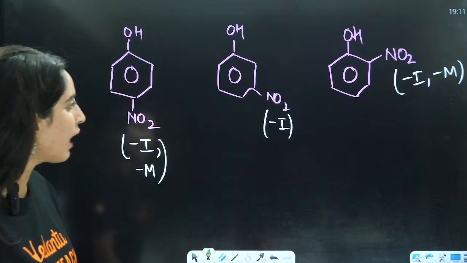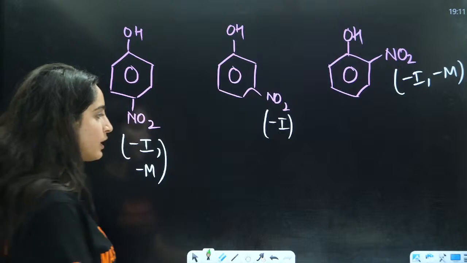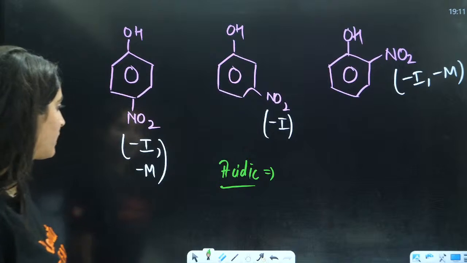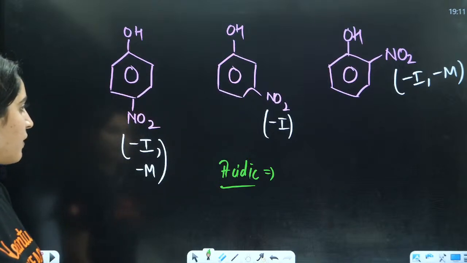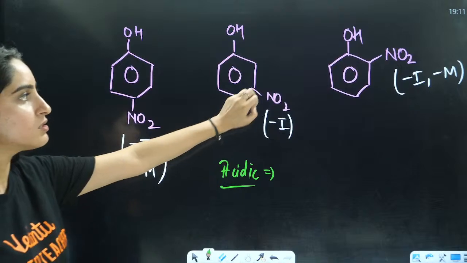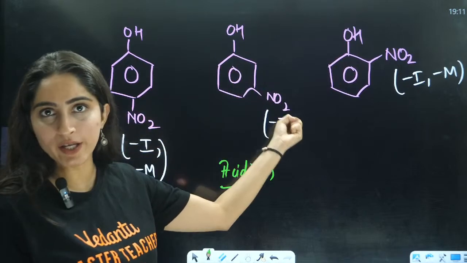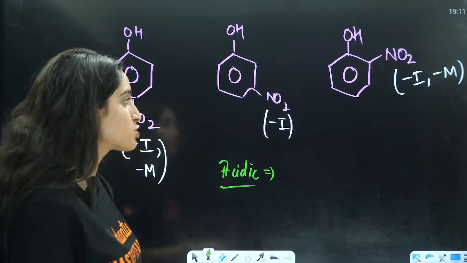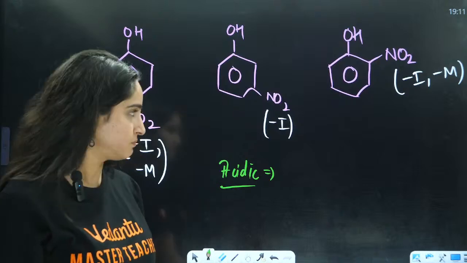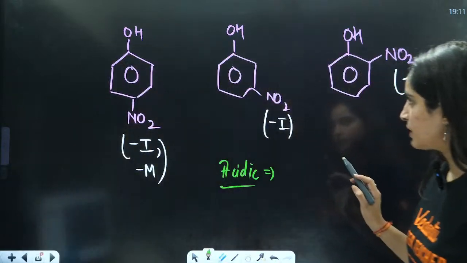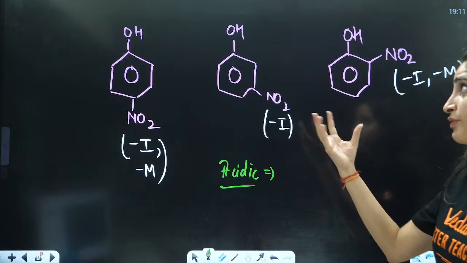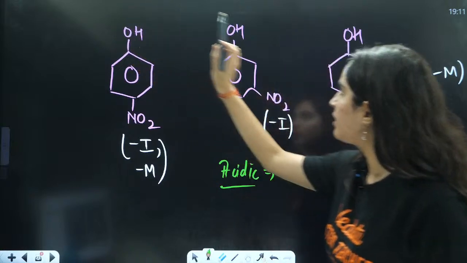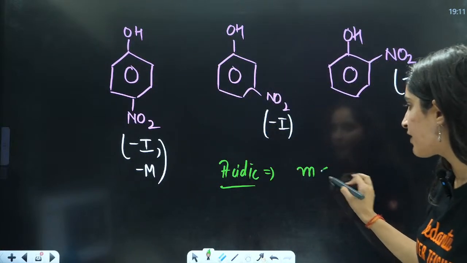So now, if you talk about the acidic order here, this is having the least withdrawing group, because it is only showing minus I effect. Because it is having very little electron withdrawing effect, that is why it is a very weak acid. So if I am saying this is para, this is meta. So meta is a very weak acid.